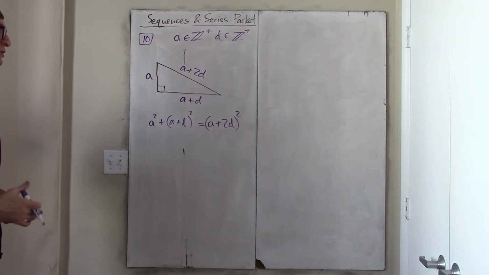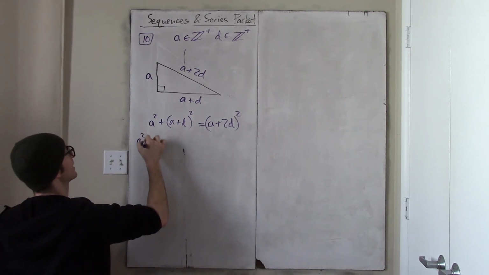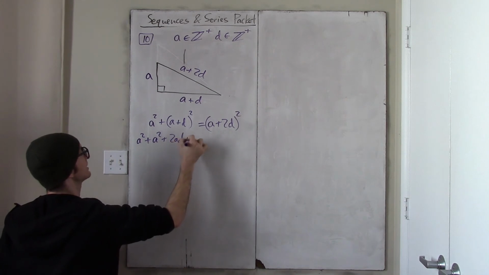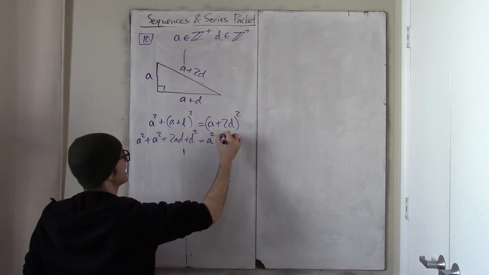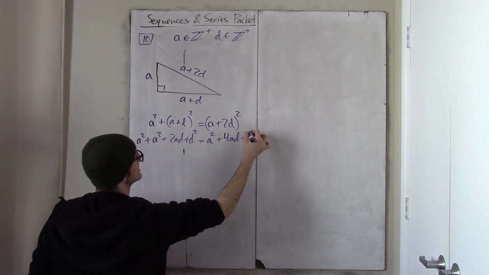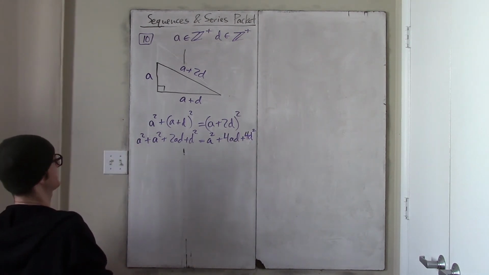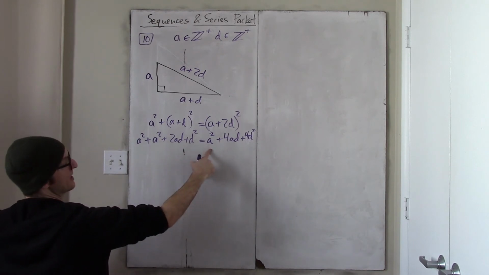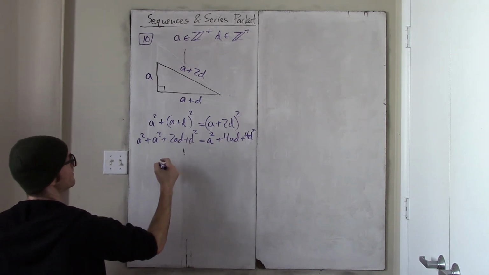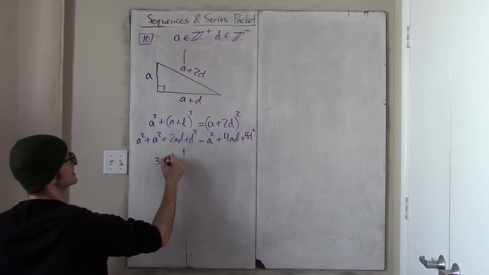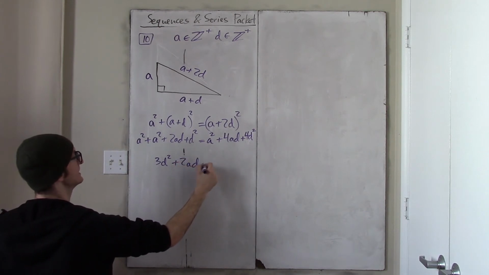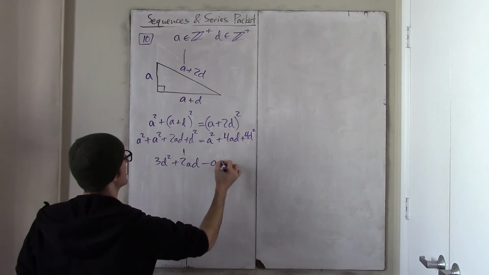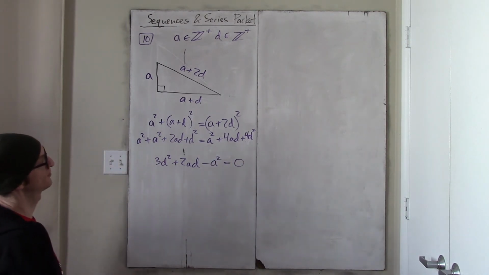Oh, great. Now, I just do some math. So what do I get here? I get a squared plus 2ad plus d squared equals a squared plus 4ad plus 4d squared. Okay, let's see, what does all this turn out to be? Let's move everything over to the right side. I think if I do that correctly, I get 3d squared plus 2ad minus a squared equals 0. Let me just double check that. 3d squared plus 2ad minus a squared, check.